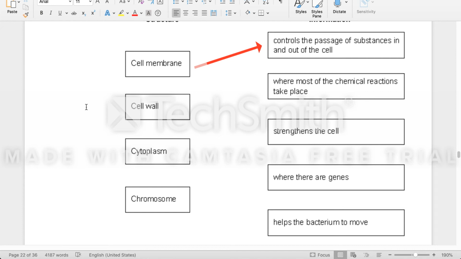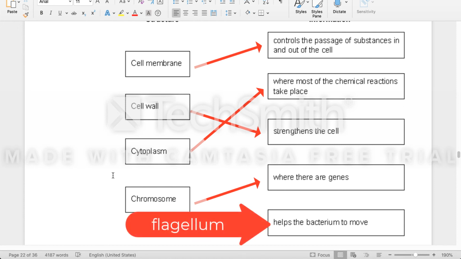The next one is the cell wall, and the cell wall is responsible for strengthening the cell. Next one is cytoplasm, and the cytoplasm is where most of the chemical reactions take place. The last one is chromosome, and the chromosome is where there are genes. And if you were wondering, this last one here helps the bacteria move. That would be a flagellum, or flagella if you want to use a plural term. Perfect. So there you have it. There's your 4 arrows right there.